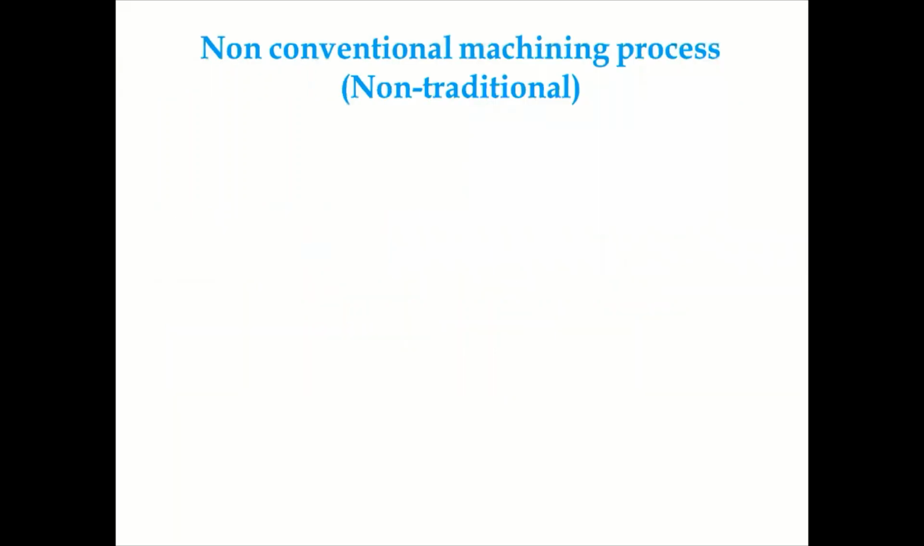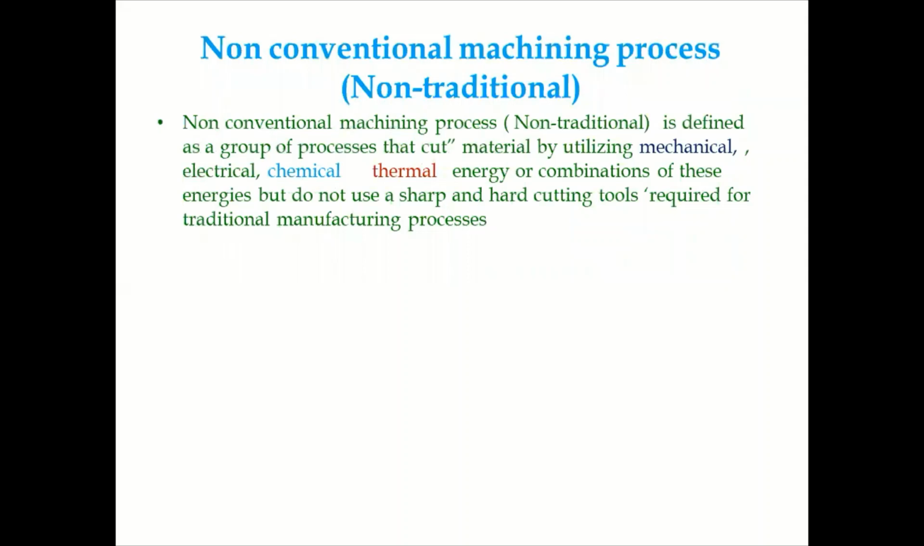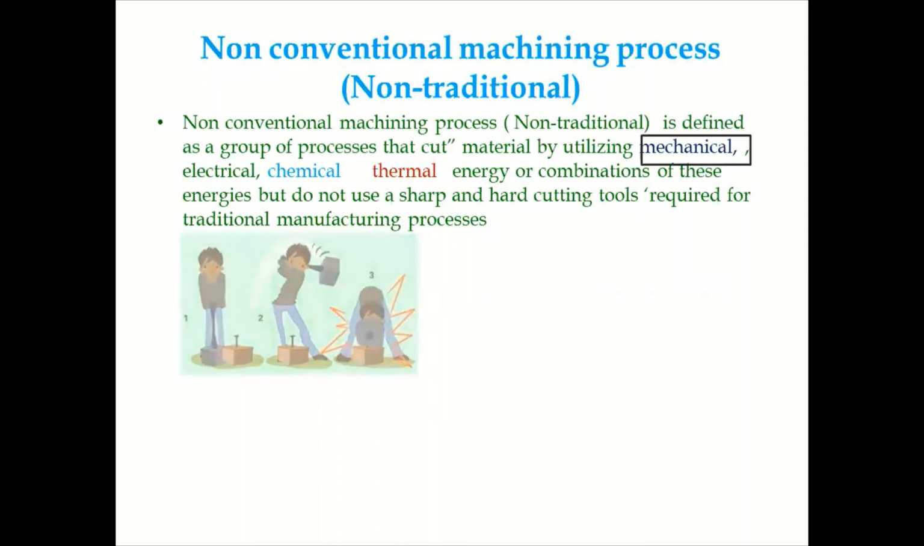Then non-conventional machining process. In non-conventional machining process, a group of process that cuts the material by utilizing mechanical, electrical, chemical, thermal energy or the combinations. But in this case, we are not using any sharp cutting tool, and still the material removal takes place. How is it possible? If you see the mechanical energy, the kinetic energy and the potential energy is used to remove the material from the workpiece.